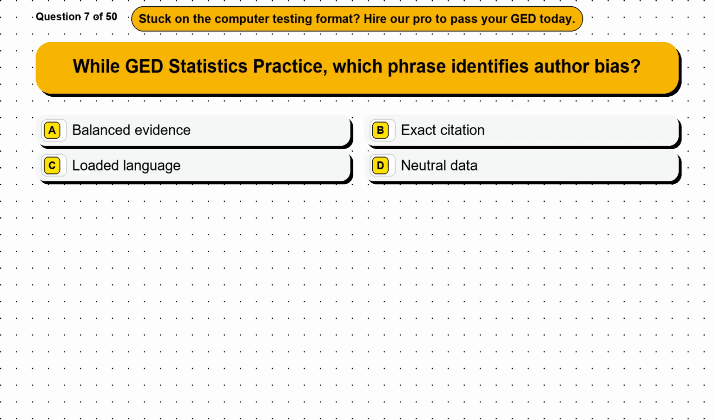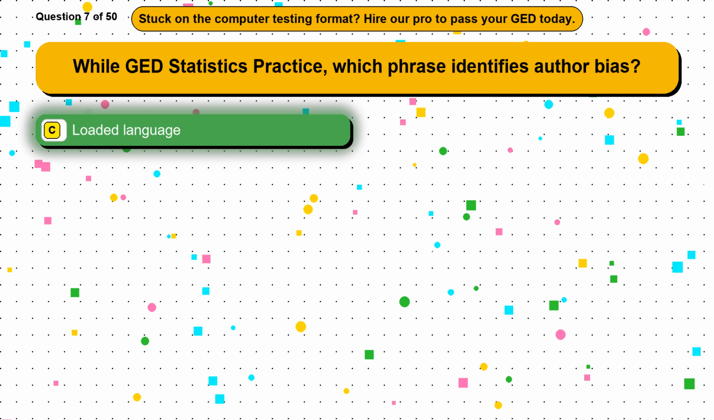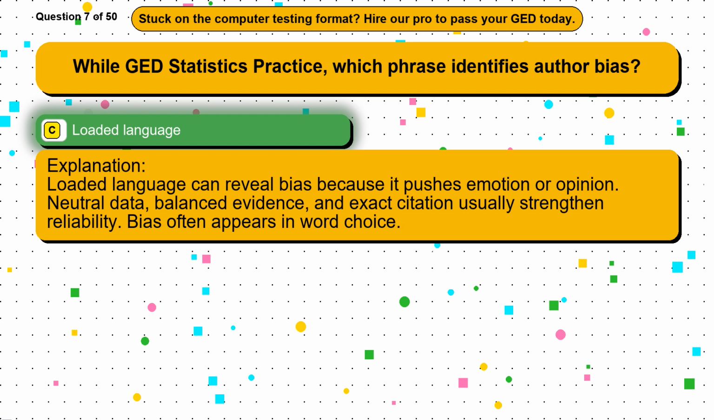Question 7. While GED Statistics Practice, which phrase identifies author bias? Option A, balanced evidence. Option B, exact citation. Option C, loaded language. Option D, neutral data. The correct answer is option C. Loaded language. Loaded language can reveal bias because it pushes emotion or opinion. Neutral data, balanced evidence, and exact citation usually strengthen reliability. Bias often appears in word choice.